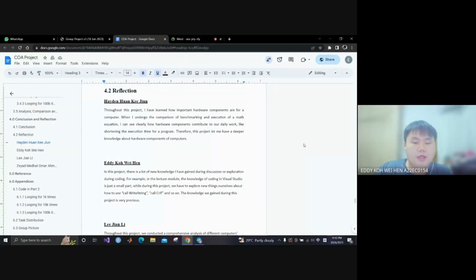For reflection, in this project, there is a lot of new knowledge I have gained during discussion or exploration during coding. For example, in the lecture modules, the knowledge of coding in Visual Studio is just a small part. So during this project, we had to explore new things ourselves about how to use white strings and CRLF and so on. The knowledge we gained during this project is very precious and we can use it in other work.